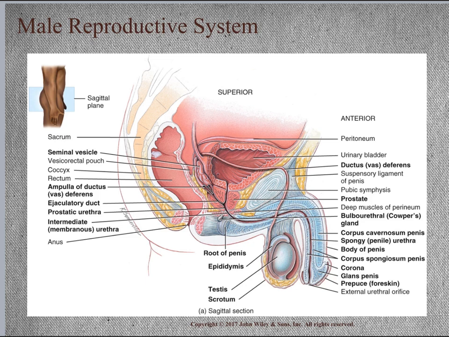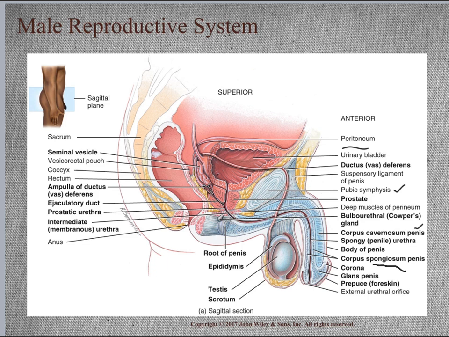We see that serous membrane, the peritoneum. From that peritoneum, we could work our way down into the urinary bladder, the vas deferens, all the suspensory ligaments of the penis. Remember pubic symphysis from Anatomy and Physiology 1. Some of our accessory glands, the prostate, where we will look at the deep muscles of the perineum, our bulbourethral gland, our different erectile tissues of the penis, the corpus cavernosum, and the corpus spongiosum.